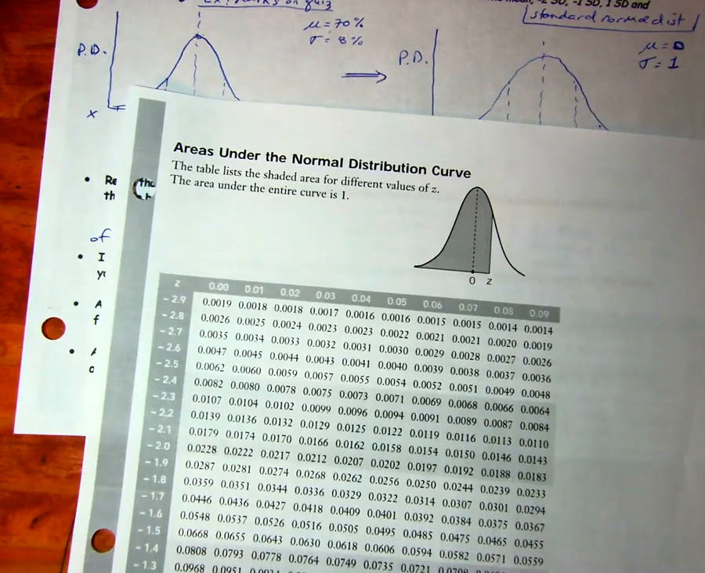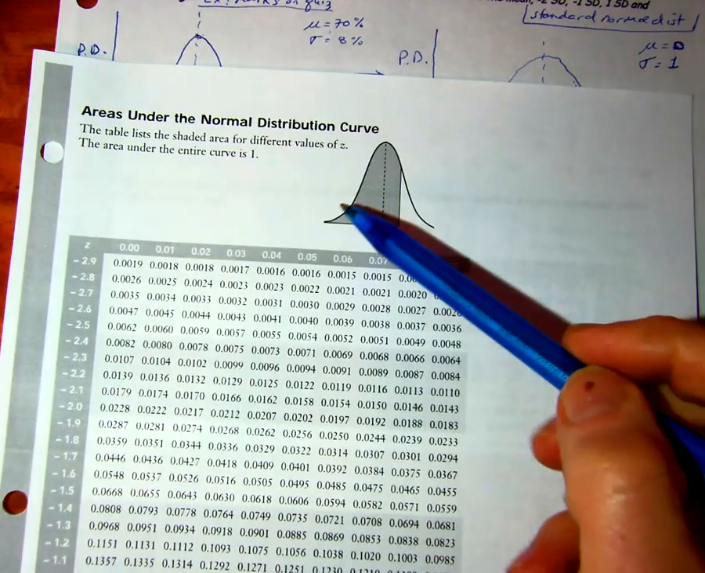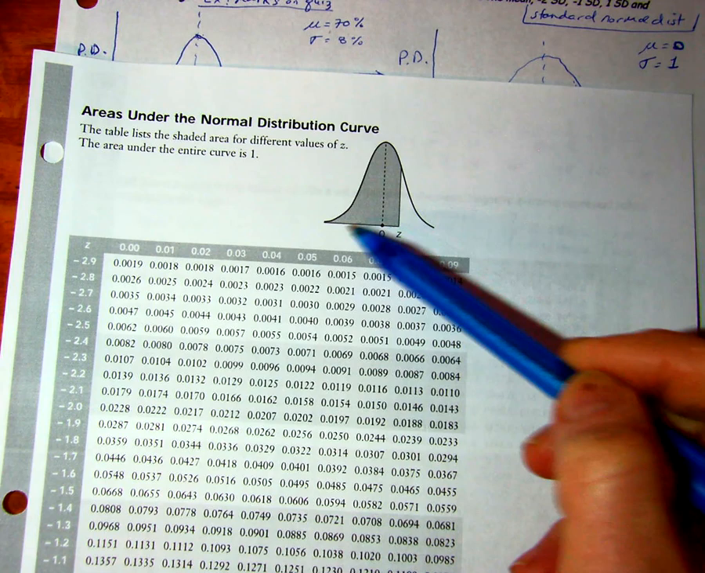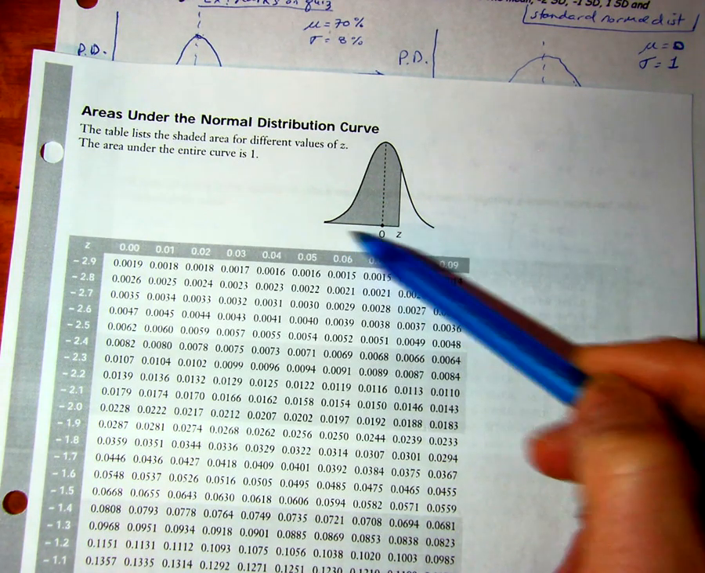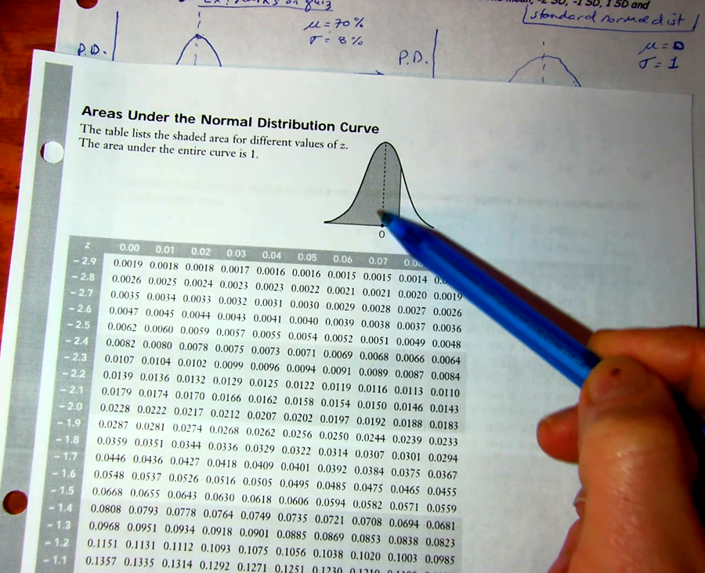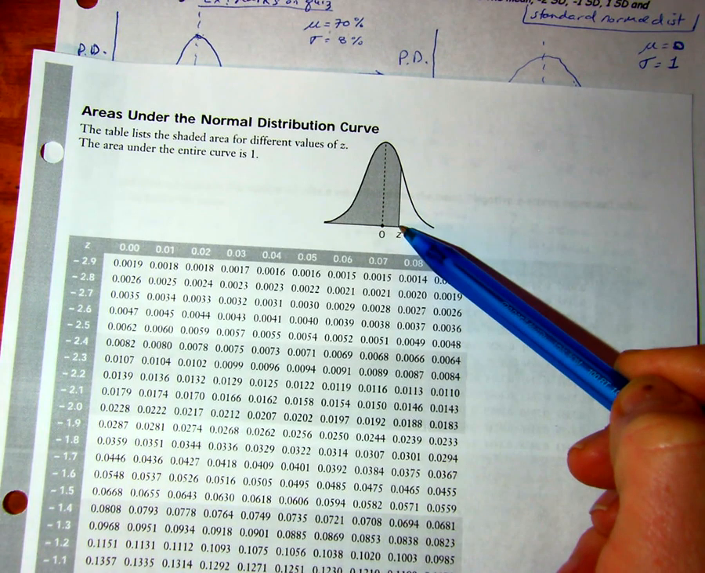So what is this chart? This chart shows you the area. Remember, the area corresponds to the probability. It's the area up to a certain z-score. Like if your z-score was here, what's the probability? It's the area up until that point.